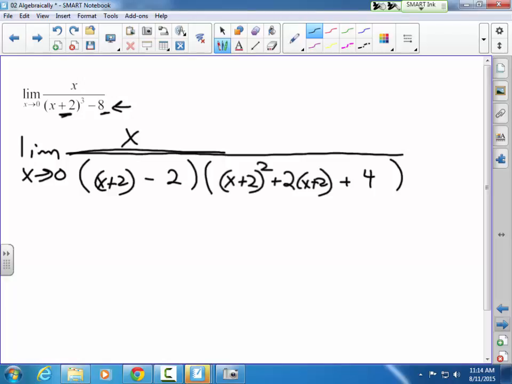And now, because we're smart, we're saying, oh, I can do all kinds of algebra here. I can see that this x plus 2 minus 2 is just going to become x, which will cancel with this thing up here. So I'm going to get 1 on the top and 12 on the bottom. So the limit is 1/12. Are we happy with that? 2 squared is 4, plus 4, plus 4.